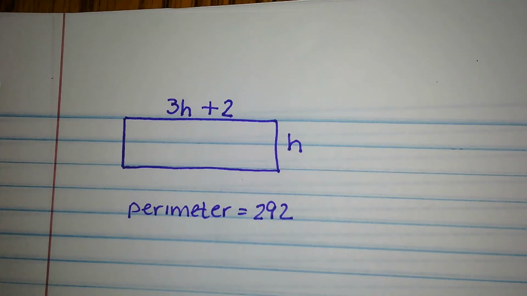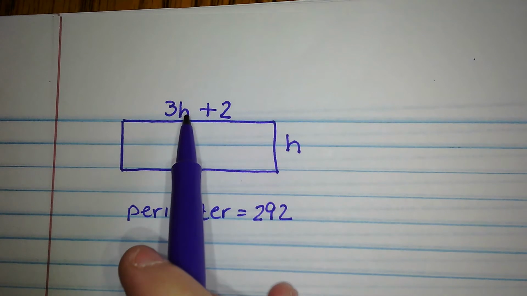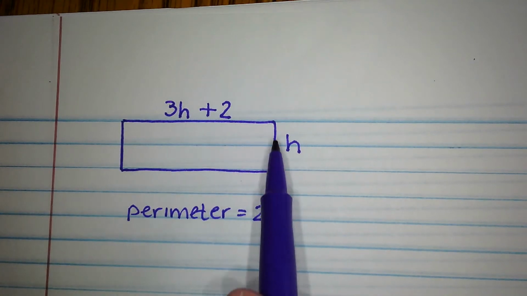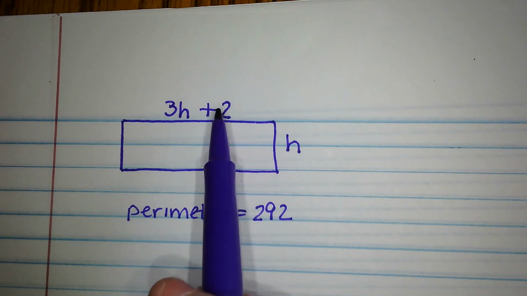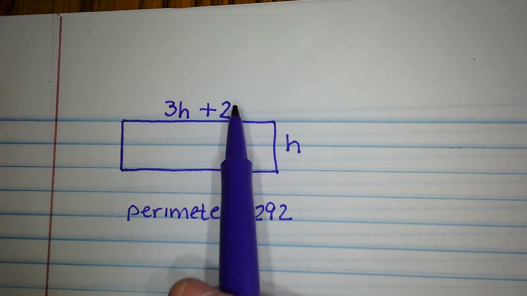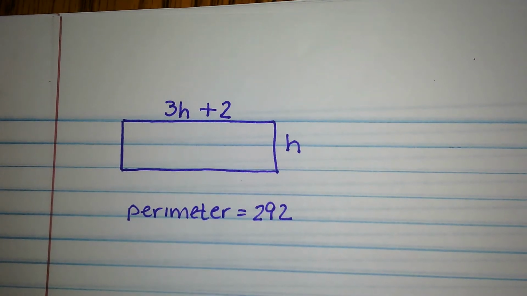So this is the picture that's in the hotel, and it says that the length is 2 more than 3 times the height. And the height, we don't know what that is, so they call that h. And to represent 2 more than, you would do a plus 2, and then 3 times the height is 3h. So that's kind of how they set that up.